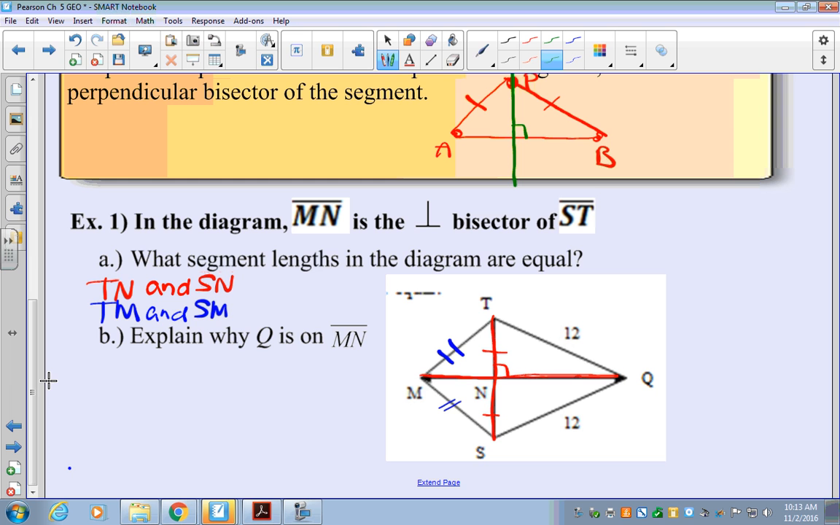So Q goes to T and it goes to S. So QS and QT also are equal line segments. And it helps that they give us 12 and 12. They tell us that they're 12. Okay. Explain why we know Q is on MN.